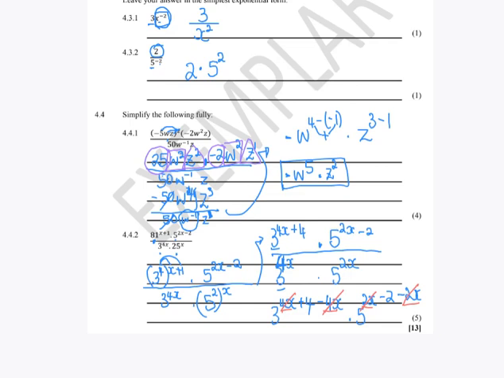What do we have now? We have 3 to the power 4 times 5 to the power, this was remaining here, negative 2. So let's fix that to a positive exponent. 3 to the power 4 over 5 to the power 2. And then to simplify these, 3 to the power 4 is 81 over 5 to the power 2 is 25.